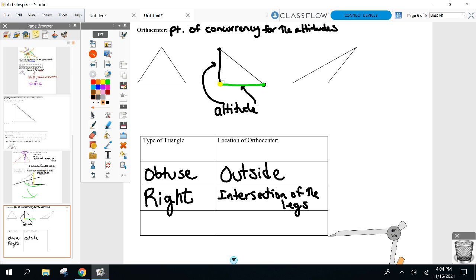And then finally, the only other type we have to worry about is an acute triangle. In an acute triangle, all the altitudes are located inside. None are located outside. That's only an obtuse triangle. So anytime I have an acute triangle, the orthocenter will be located somewhere inside.